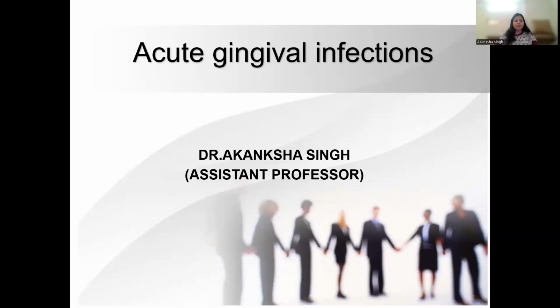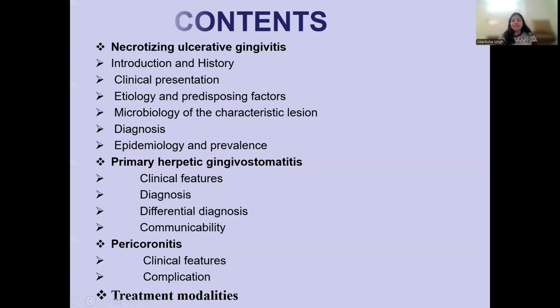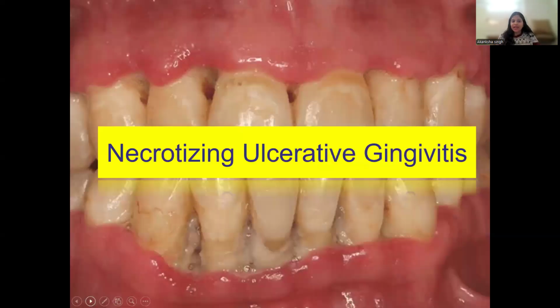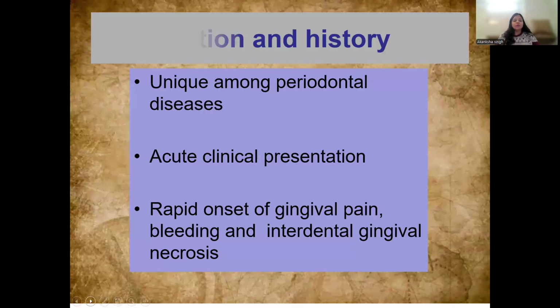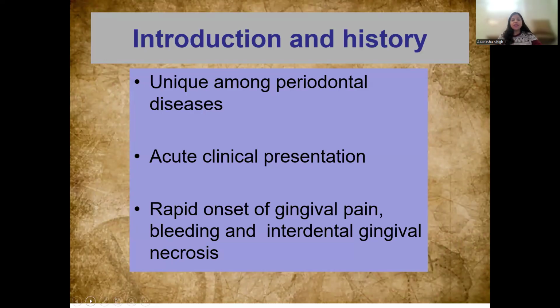Further, my contents will be necrotizing ulcerative gingivitis. We'll be talking about primary herpetic gingivostomatitis. We'll be talking about pericoronitis and their treatment modalities, right? Next, let's talk about our first topic, necrotizing ulcerative gingivitis. The name acute here stands for sudden onset diseases, which have sudden pain, sudden bleeding, some sudden onsets.